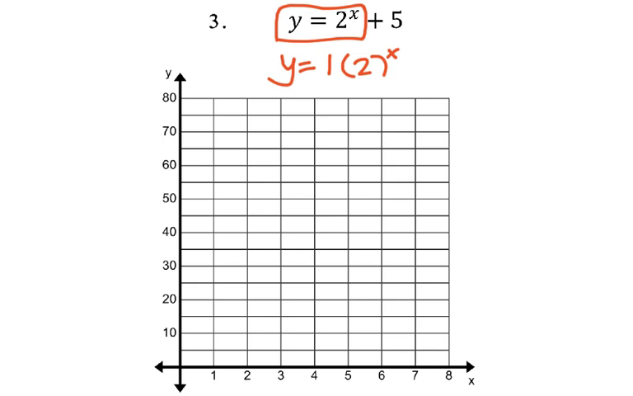So that means that I'm going to start at 1, and then it's going to double. So then it will go to 2, and then it will go to 4, and then to 8, and then to 16, and then to 32, and then to 64, and so on. And so that's what this graph looks like, the y equals 2 to the x power. Now, if you didn't know that, you obviously can always make a table. That's one way you could do it.